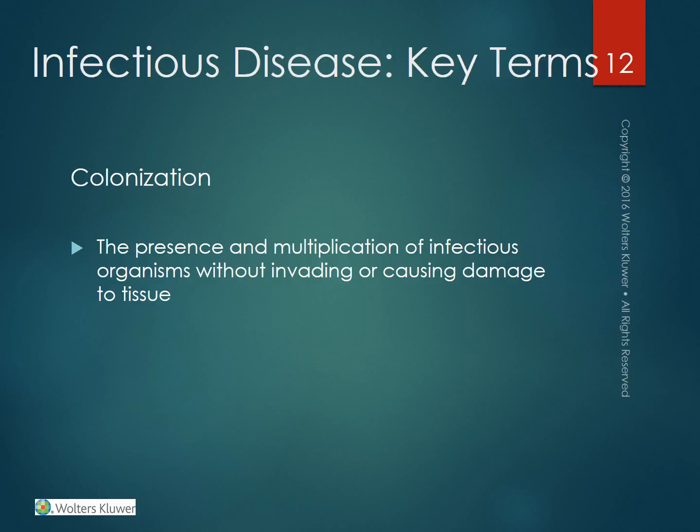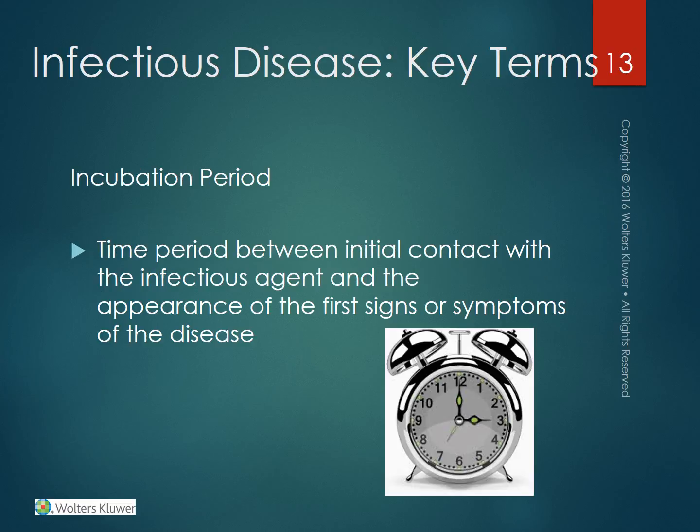Moving on to some key terms in infectious disease. Colonization is the presence and multiplication of an infectious organism without invading or causing damage to the tissue. Our next key term is incubation period. This is the time period between the initial contact with the infectious agent and the appearance of the first signs or symptoms of the disease.